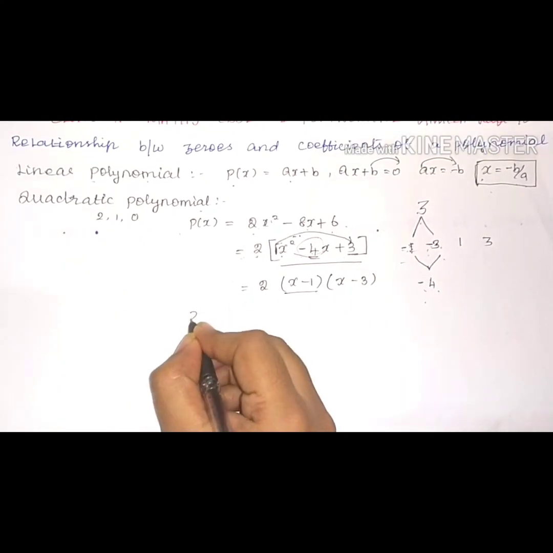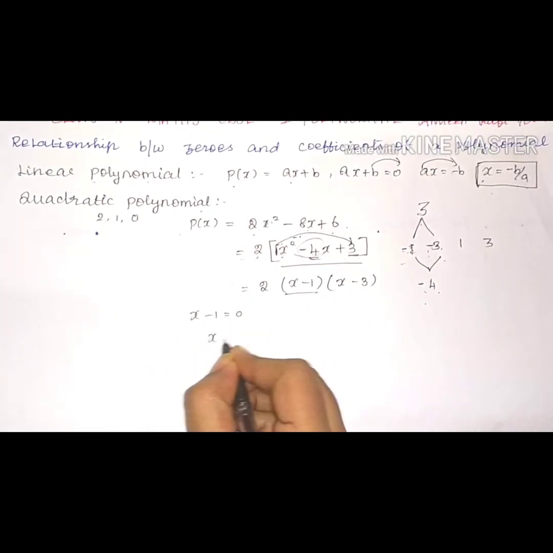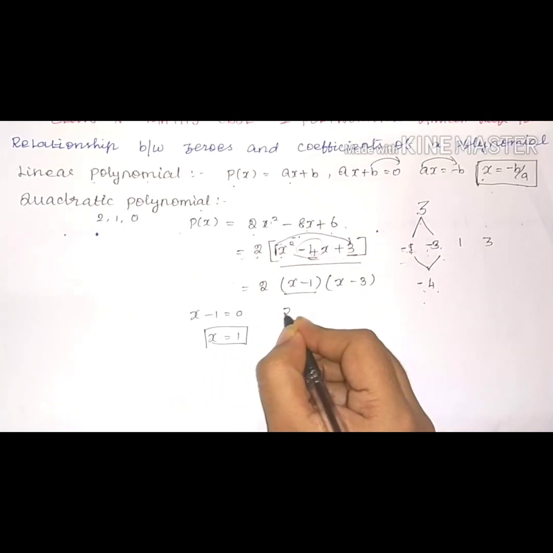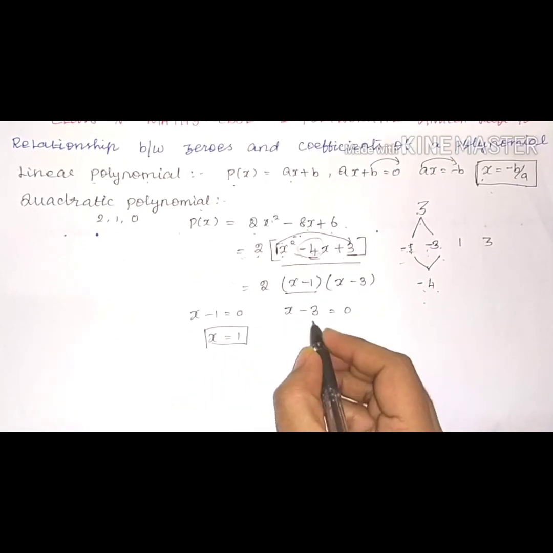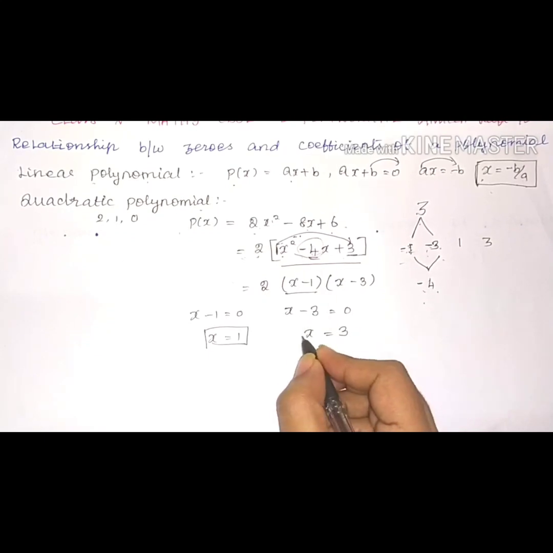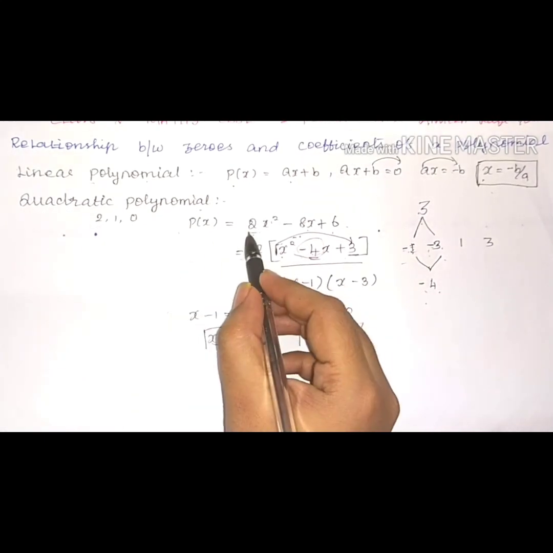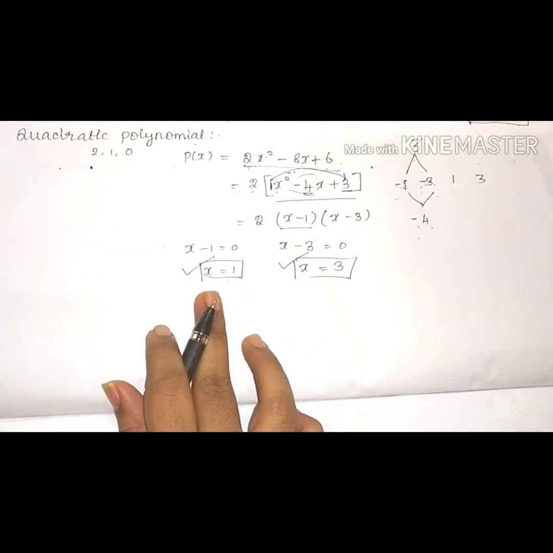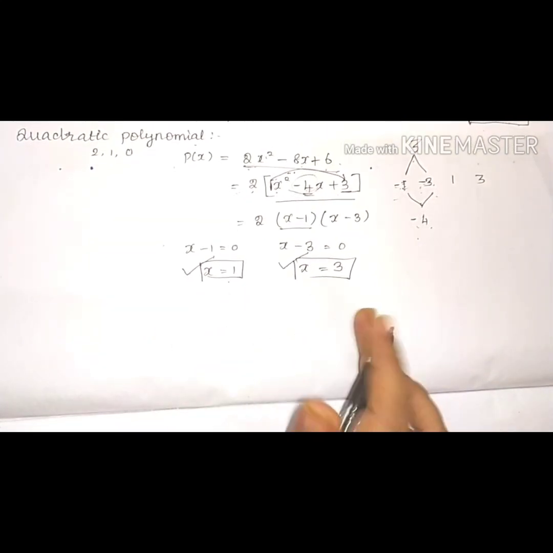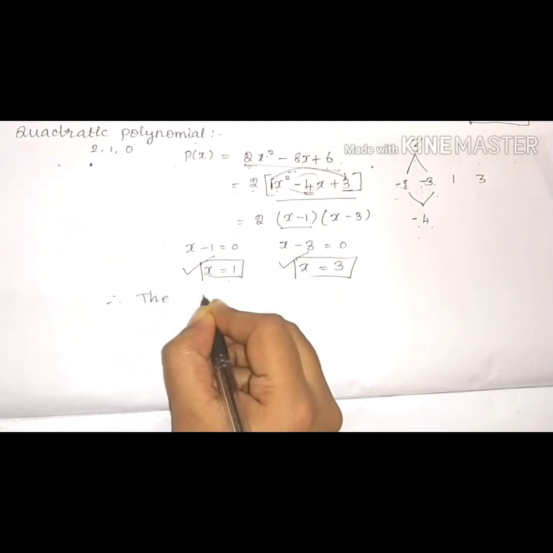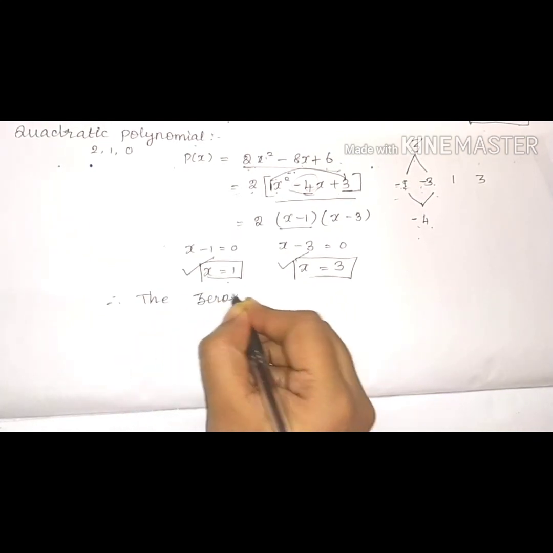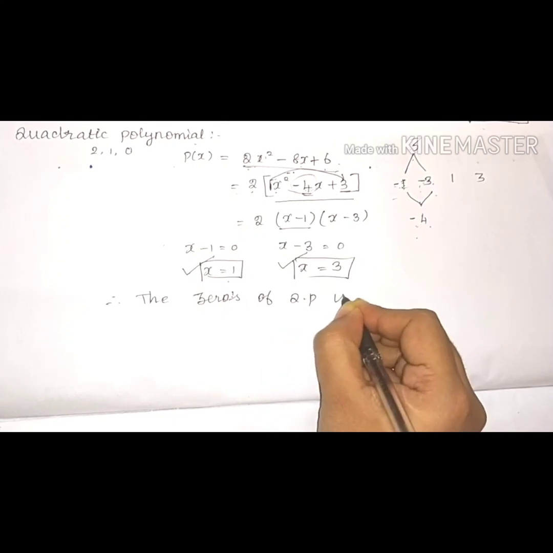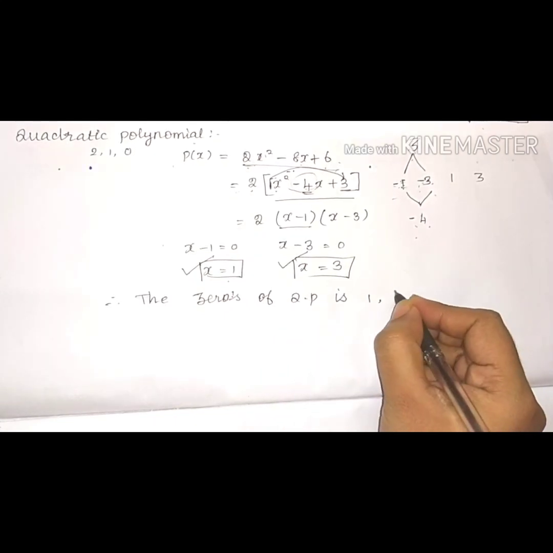Now I can write the zeros. x minus 1 equal to 0 means x equal to 1. Another one, x minus 3 equal to 0 means x equal to 3. So we found the zeros of the quadratic polynomial. One zero is 1, another zero is 3. Therefore the zeros of the quadratic polynomial are x equal to 1 and x equal to 3.